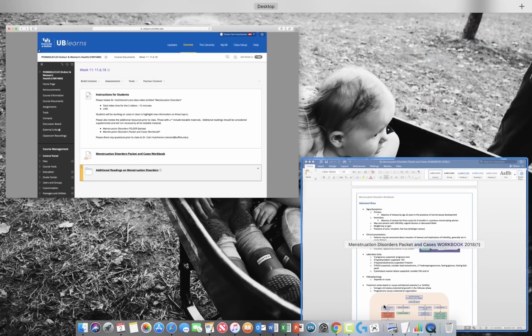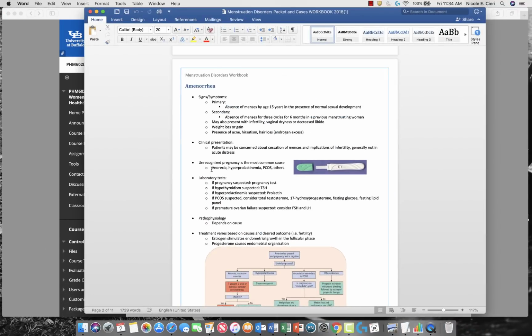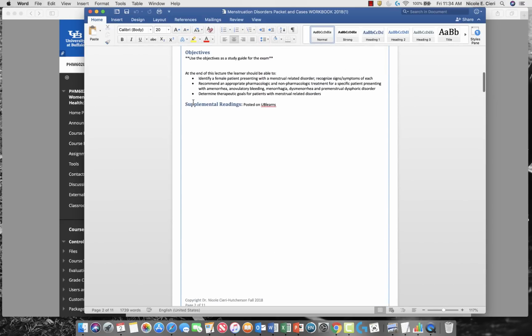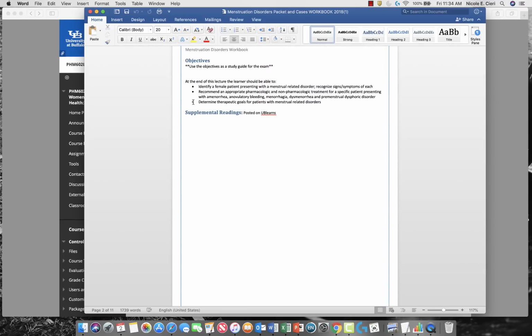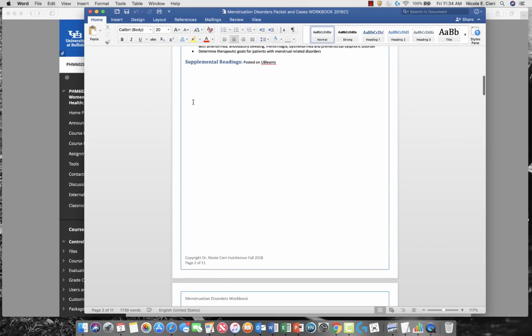So if you could just pull up the menstruation disorders packet, we're just going to start in the beginning. It has the objectives. These are the same ones that are listed on UB Learns. And again, this could be used as a study guide for the exam. So if you're able to identify which disease state the female is presenting with based on their signs and symptoms, and recommend an appropriate pharmacologic or non-pharmacologic treatment plan based on whatever disease state they're presenting with, then you should be able to answer most of the exam questions related to this topic.